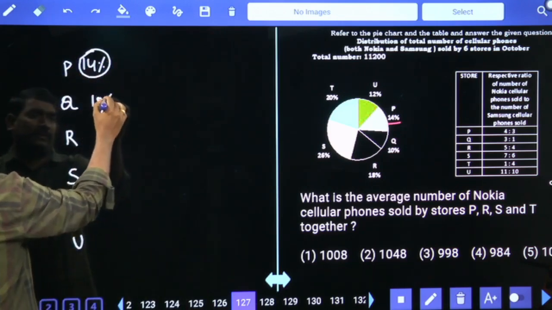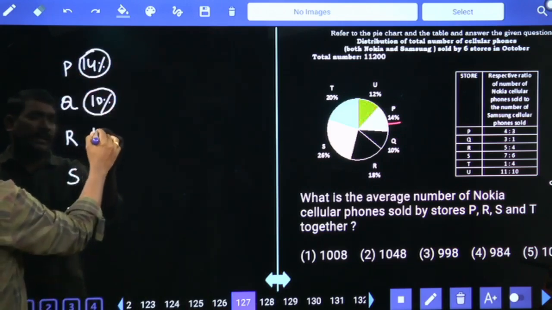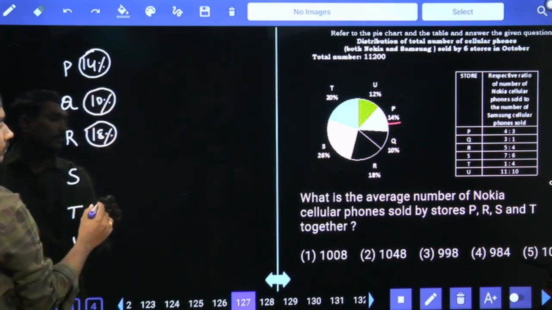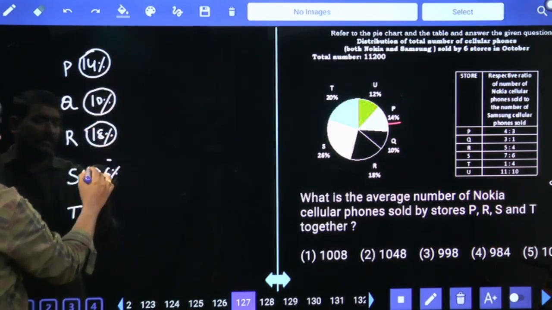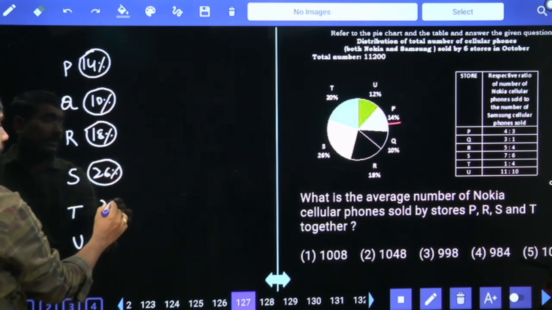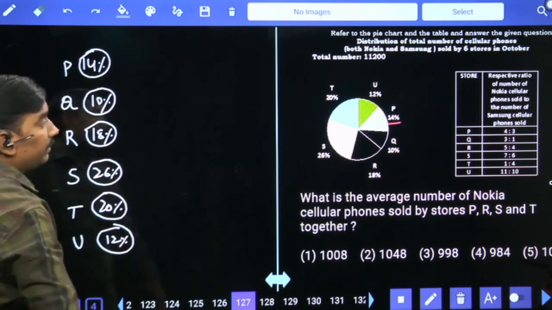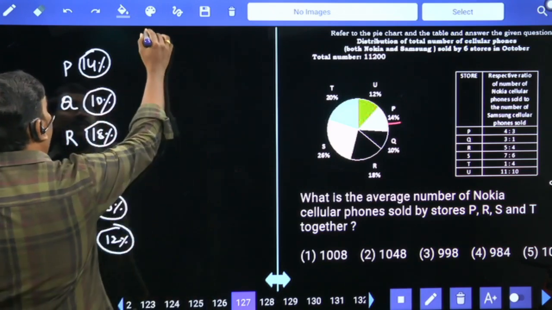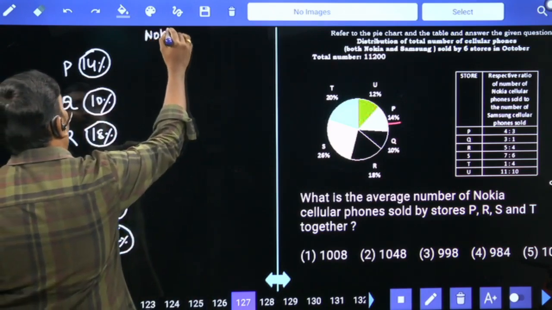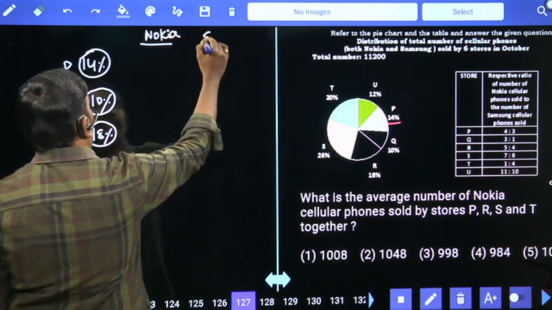Q 10%, R 18%, S 26%, T 20%, U 12%. Ratio between Nokia and Samsung.